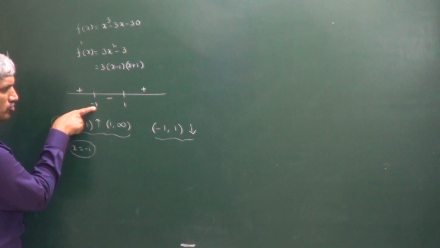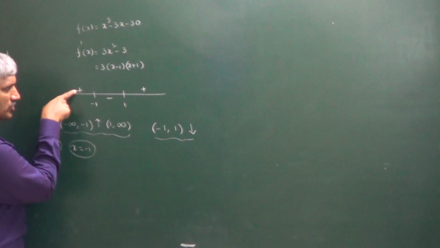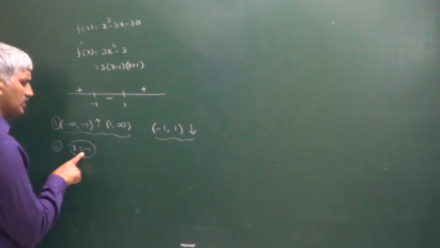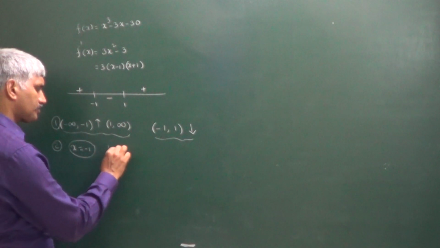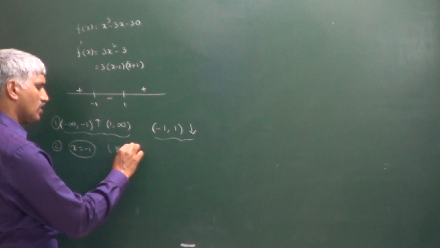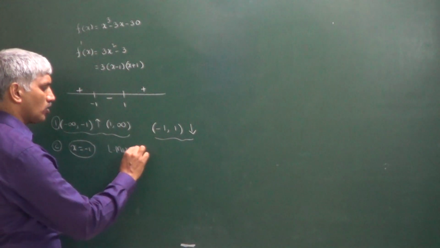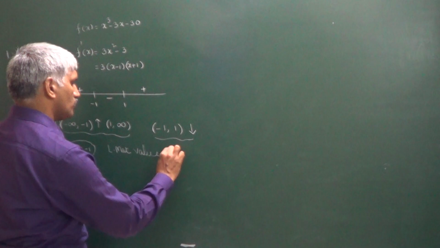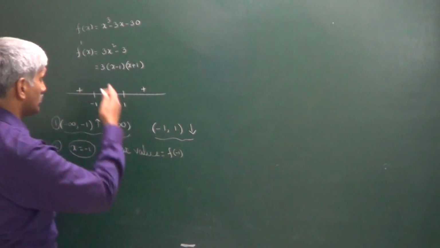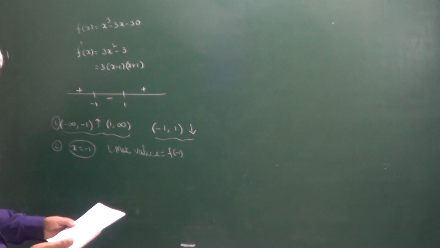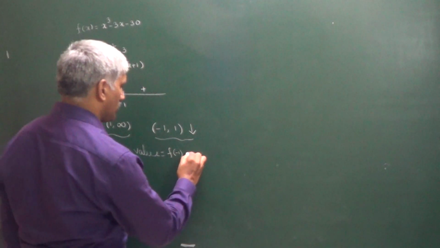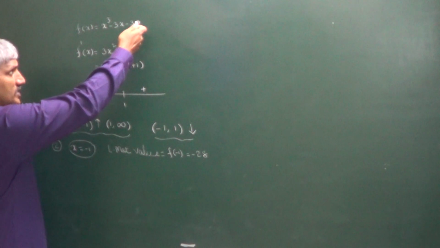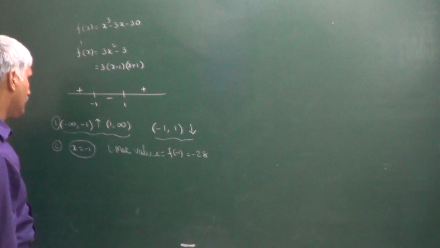At x is equal to minus 1, f dash of x changes its sign from positive to negative. So at x is equal to minus 1, the function has a local maximum value, and that local maximum value is nothing but f of minus 1. So for convenience, I did the value of f of minus 1. F of minus 1 is equal to minus 28. Nothing, x is equal to minus 1, substitute here, we will get f of minus 1.